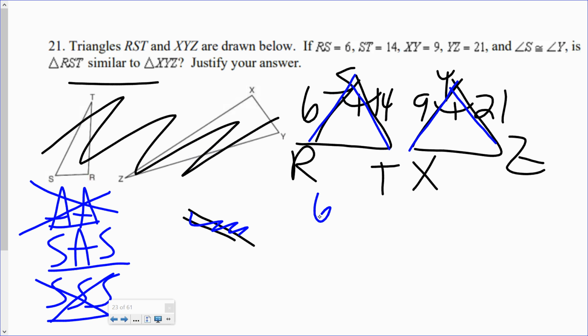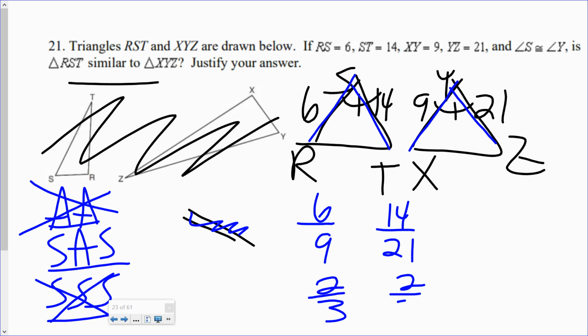So I put the corresponding sides on top of each other. I put 6 over 9. I put 14 over 21. It doesn't matter which one I start with. 6 over 9 reduces to 2 over 3. 14 over 21 reduces to 2 over 3.